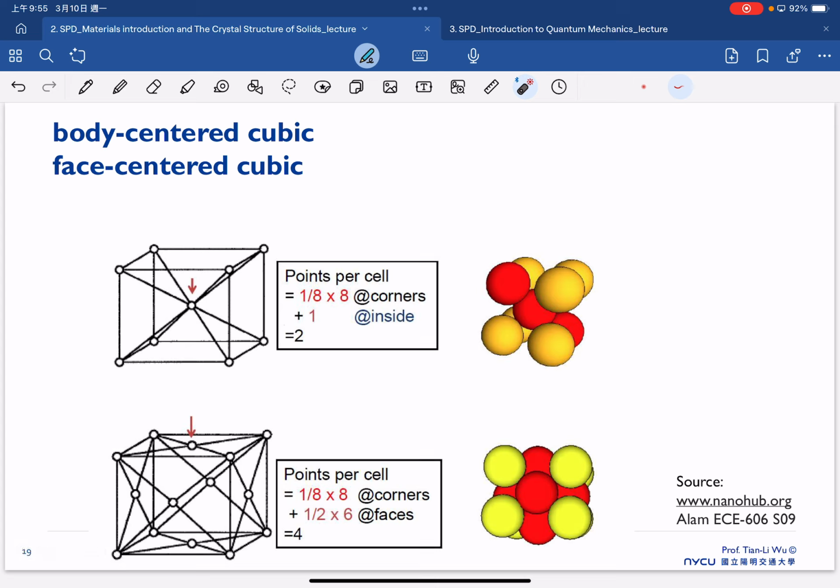Also, in the case of the body-centered cubic here, usually we just call this BCC. And the face-centered cubic, that's what we call the FCC. So you can see the first one, as I already said, is 1 over 8 in the corner, and each one contributes, we have 8. And then 1 in the middle. So in the end, we got 2. And also, in the case of FCC, we have 1 over 8 in the corner and 1 over 2 in the face. So in the end, we have 4.